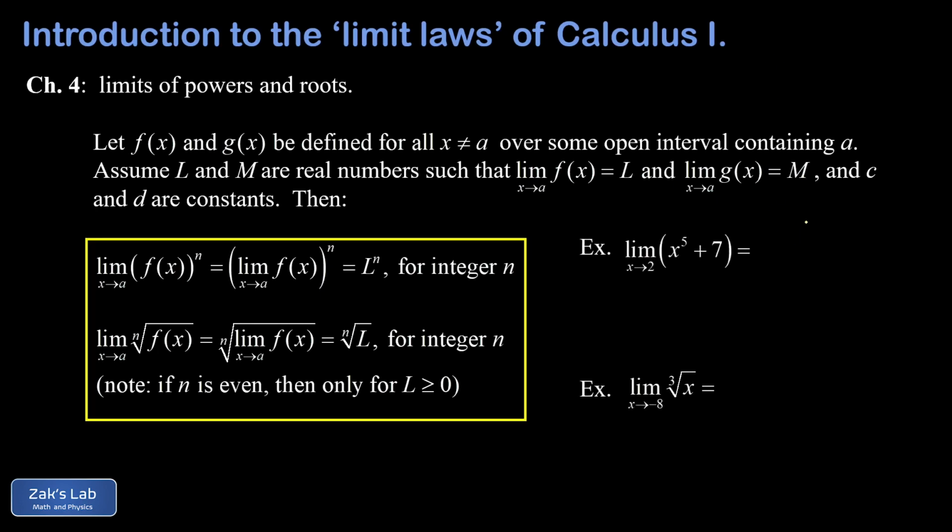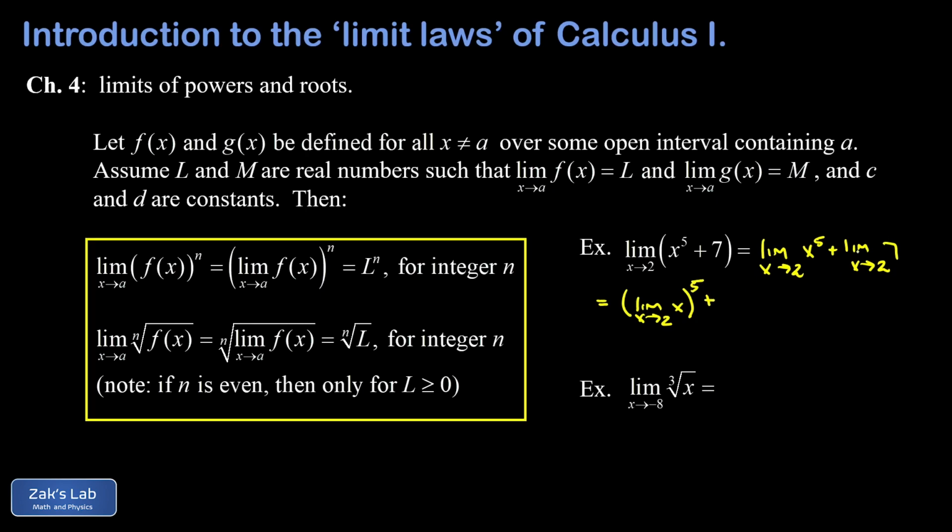So here's a couple of quick examples. In the first one, I have a sum of two functions to start with. And so I'm going to break that up using the linear combination law. So the limit of x to the 5th plus 7 is going to be the limit of x to the 5th plus the limit of 7. And then we can do each of these pieces individually. And that first piece requires the power rule. So I have the limit of x raised to the 5th power. That's going to be the same as the limit of x, taking the limit first, all raised to the 5th power.